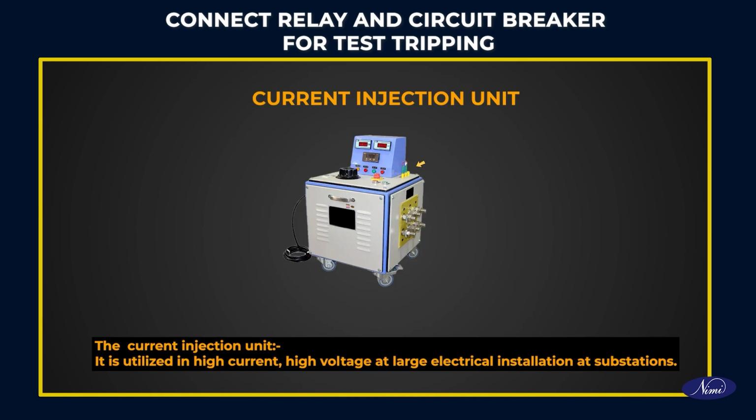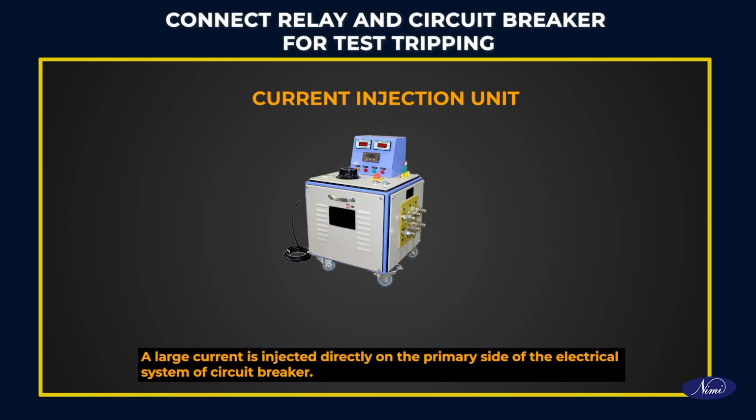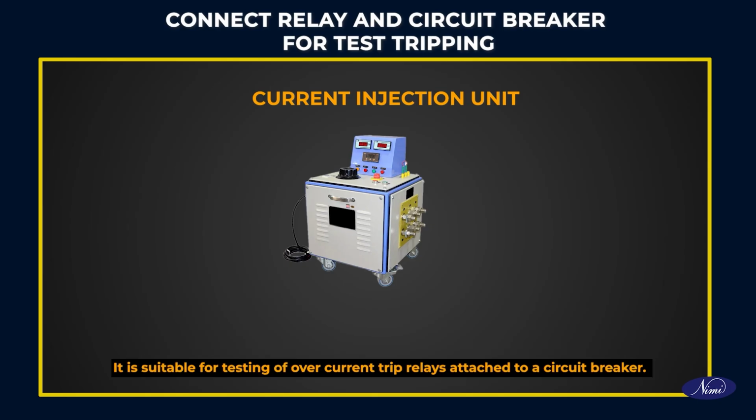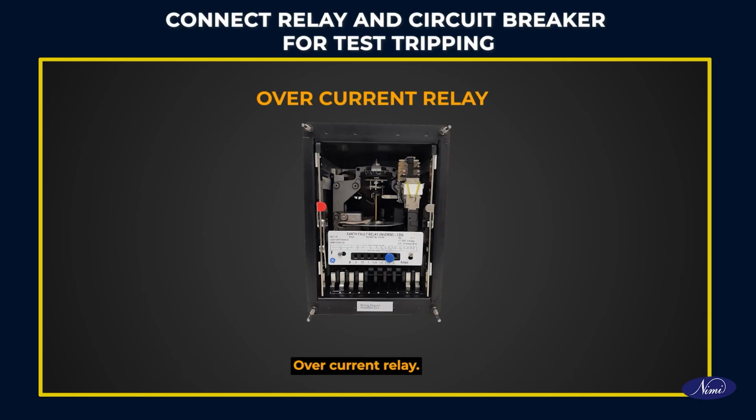The current injection unit is utilized in high current, high voltage at large electrical installations at substations. A large current is injected directly on the primary side of the electrical system of circuit breaker. It is suitable for testing of overcurrent trip relays attached to a circuit breaker.